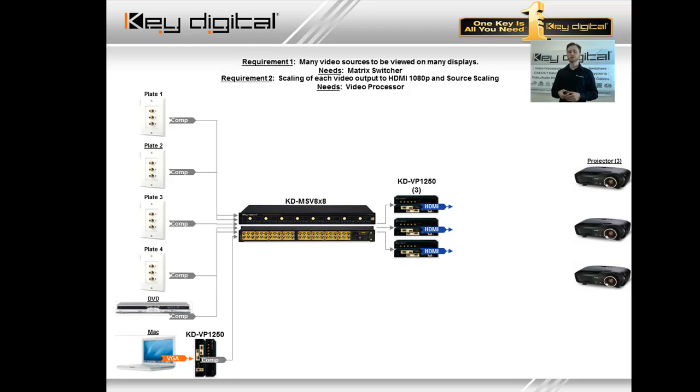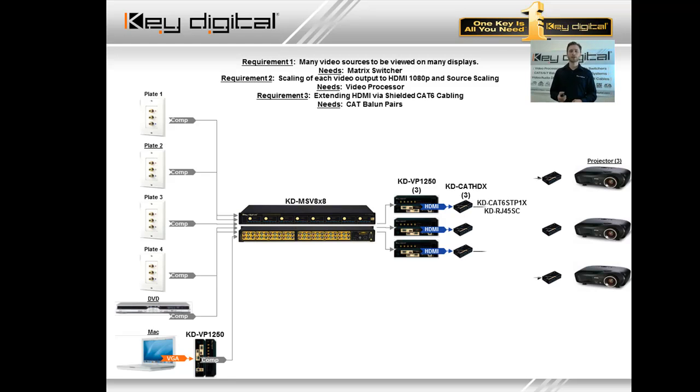And now, since the scalers are on the output side, it's always going to be an incoming component video feed, and it's always going to output to the projector via the cat bound here, which is our requirement number 3, to the projector via HDMI at 1080p video, which the VP1250 enables, scaling from incoming component to outgoing HDMI at 1080p.